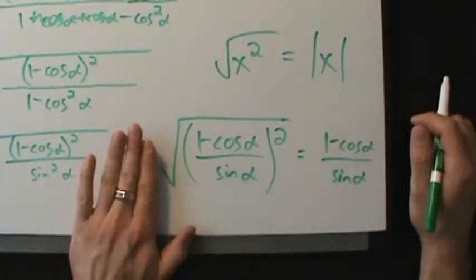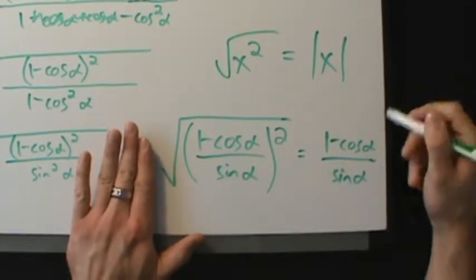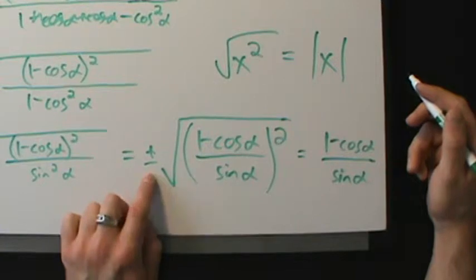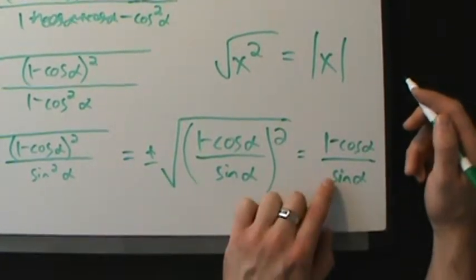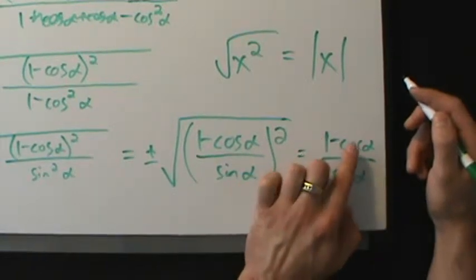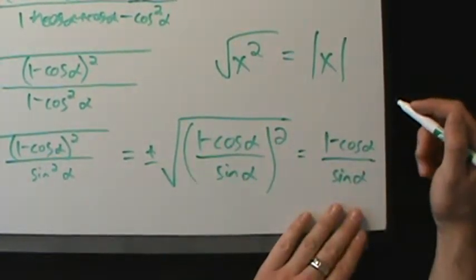If we didn't have the plus and minus sign, we would need absolute values, and that would be kind of crazy to have in that formula. But since we have the plus and minus sign, this is automatically handled. So 1 minus cosine alpha over sine of alpha, this whole thing could be positive or negative. It just depends on what's happening with alpha.